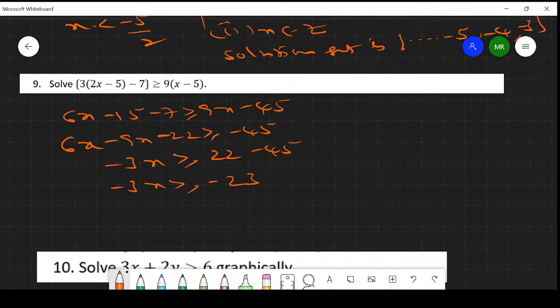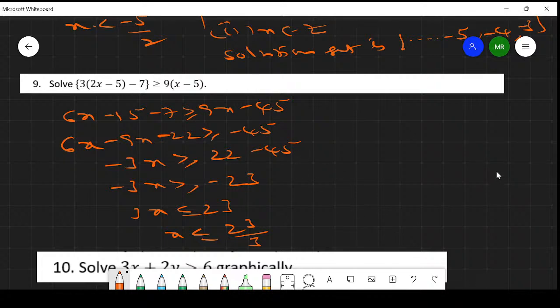Correct, it comes minus 23. We should be careful when we are simplifying here. Now you can see minus 3x greater than or equal to minus 23. Multiply by the negative, it will become 3x less than or equal to 23. So x less than or equal to 23 by 3. That will be your answer, that's all.